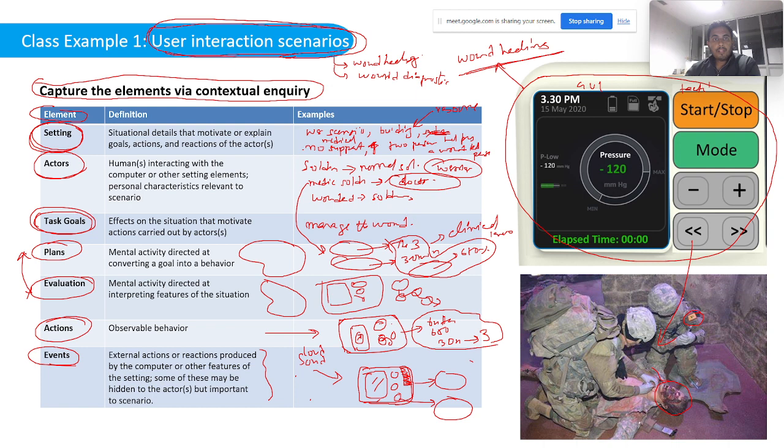Hope this is clear. Any doubt? Okay. No, sir. Okay.